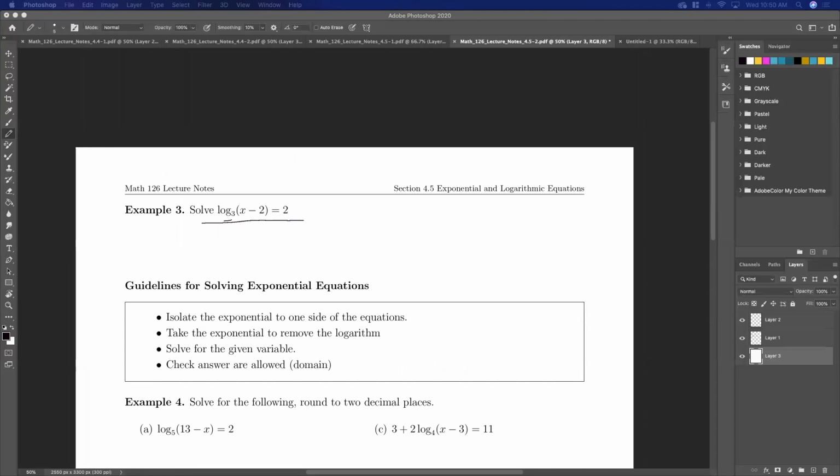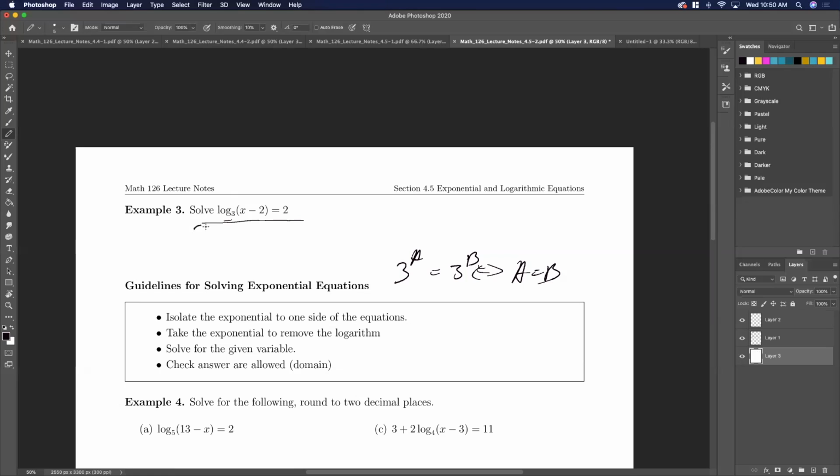If I wanted to solve through this, I'm going to use the fact that if 3 raised to a equals 3 raised to b, then a equals b. Okay, so we're going to use this property. Once again, because exponentials are one-to-one functions, we're allowed to do that.